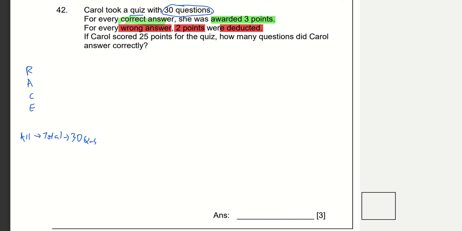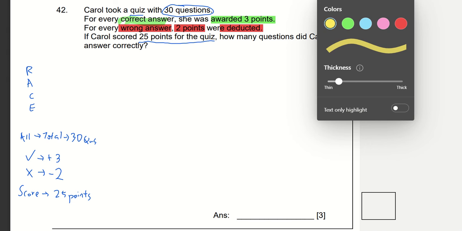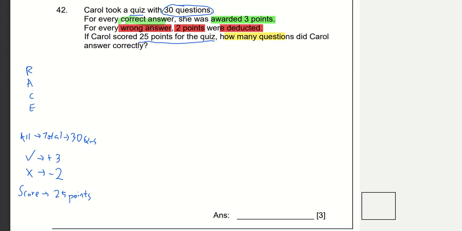So in other words, if I were to write my annotation here, if she got it correct, that's plus 3 points. That's a score of plus 3. If she got it wrong, it's a score of minus 2 points. And ultimately, she's got 25 points for the quiz. So her score was 25 points. Okay, so in the end, the question says, how many questions did Carol answer correctly?